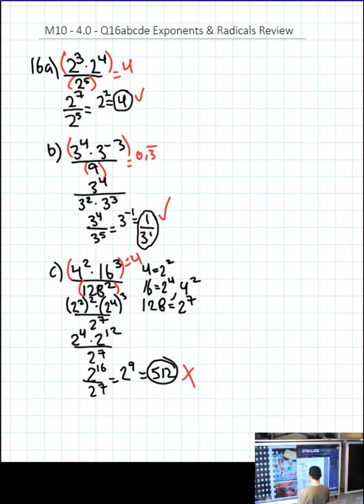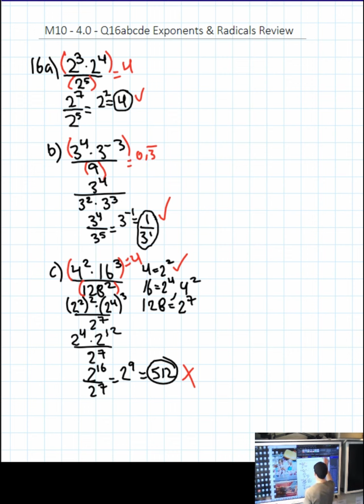So 4 is definitely 2 squared, so I put 2 squared in for 4 correctly. Then 16 is definitely 2 to the 4, so I replaced 16 with 2 to the 4, and that was still cubed, correct. Then 128, let me check that again. 128 is equal to 2 to the 7. Oh, I see, I forgot the squared on the bottom in the second step.